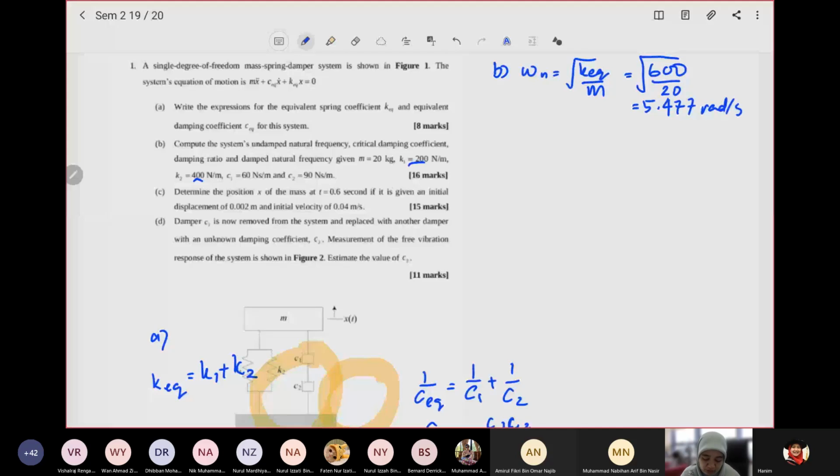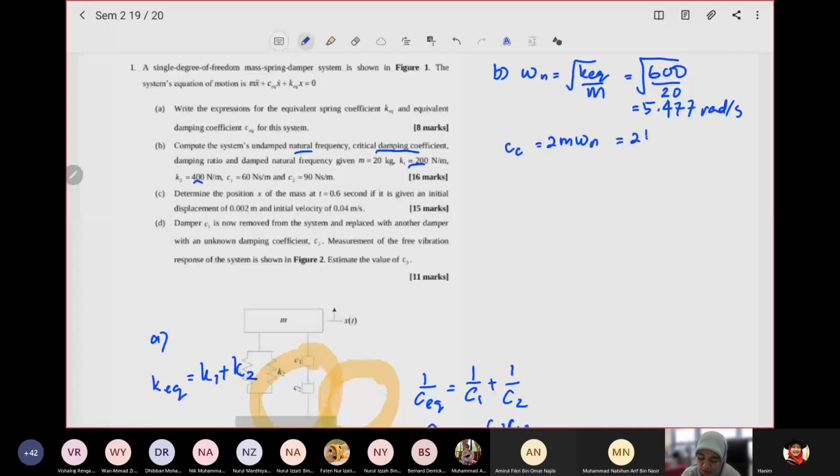Okay, then you calculate your critical damping coefficient. What is critical damping coefficient? Is it C or CC? Yeah, critical damping is CC. Damping coefficient is C. So you do have the equation 2m omega n. Your m is 20, and you can calculate your omega n. So if you substitute, you get 219.08.